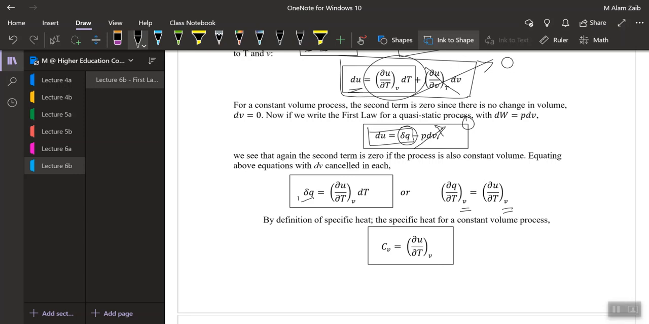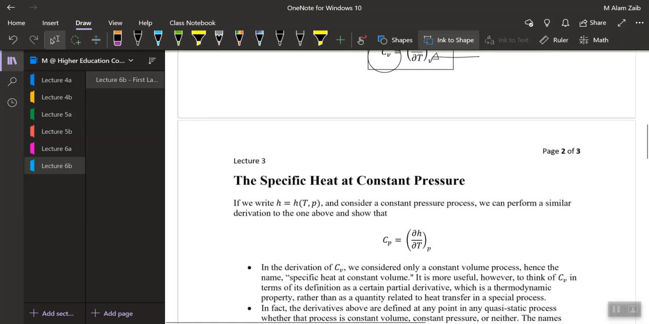If you look at this one, internal energy itself is a state function. Temperature itself is a state function. So any state function differentiated with respect to another state function would be again a state function. So that means from this equation, we can say the Cv is a state function rather than the path function. But let's move on to another one.